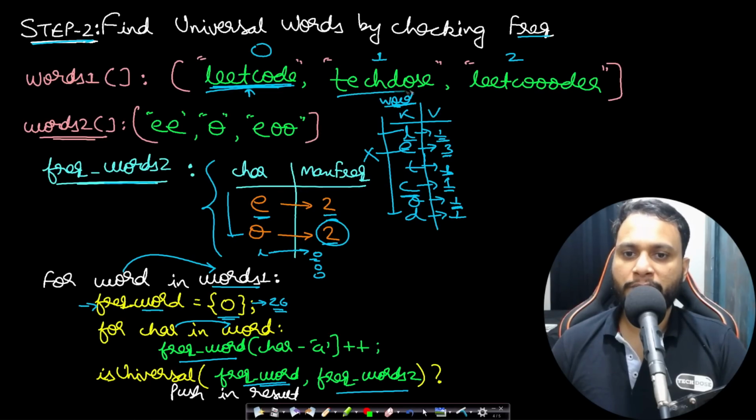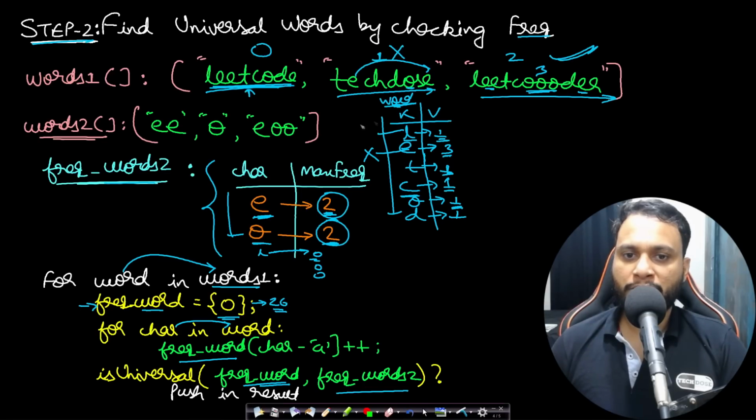For the same reason, if you calculate for TechDose, it will also not be a universal word, because E's frequency is 2 here and E's frequency is 2 times. Yes, it is true, but O's frequency is 2 times and here it is only 1 time. So it will not be a universal word as well. If you look at Leetcoder, here we have 3 O's together, right? So E's frequency is 1, 2 and 3, which is greater than or equal to 2, we are fine. O's frequency is also 3 here, and the requirement was at least 2. So yes, we are fine as well. So this will be a universal word.